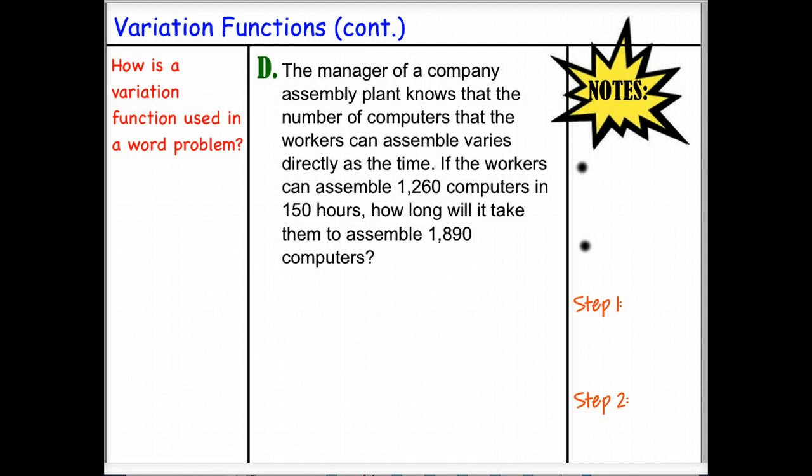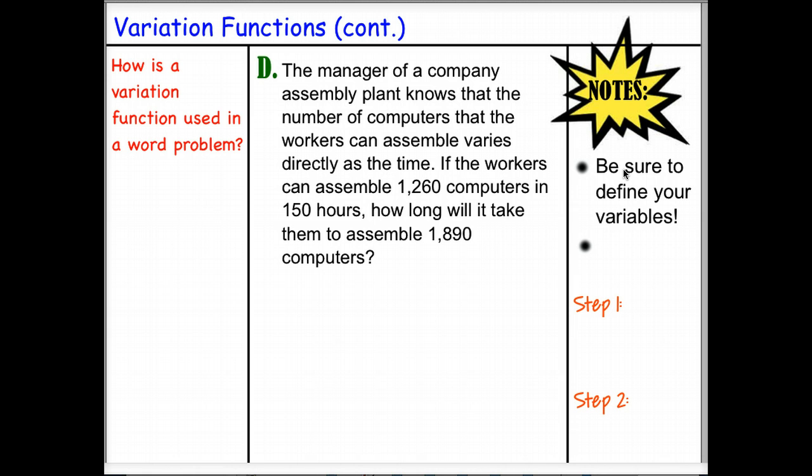Let's look at a word problem that uses variation functions. The manager of a company assembly plant knows that the number of computers that the workers can assemble varies directly as the time. If the workers can assemble 1,260 computers in 150 hours, how long will it take them to assemble 1,890 computers? A couple things to make note of.